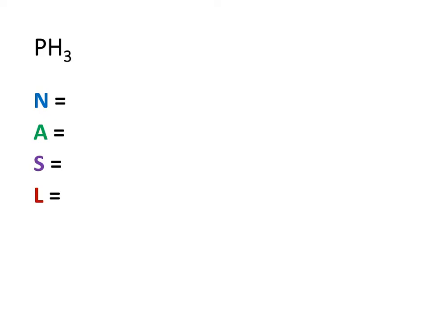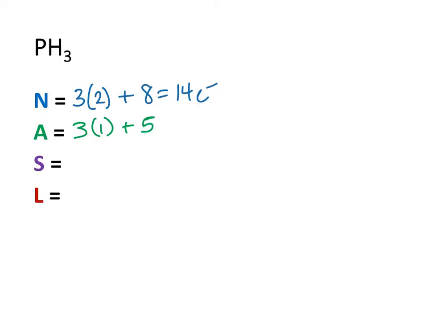In this molecule, I have 3 hydrogens, and each one of those hydrogens requires 2 electrons to be stable. Add that to phosphorus, which requires 8, and I'm going to get a total of 14 electrons needed for this molecule. For my available electrons, I have 3 hydrogens, each of which contributes 1 electron, plus 5 electrons for phosphorus, for a total of 8 electrons.